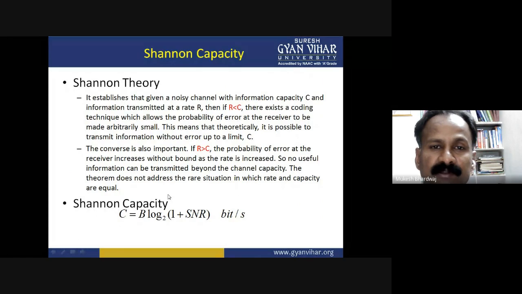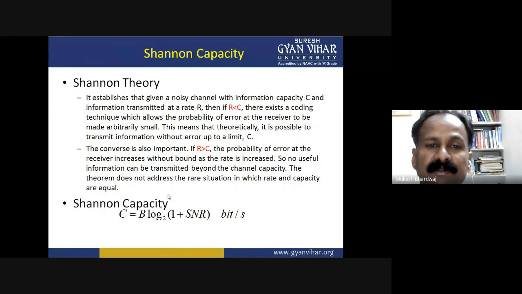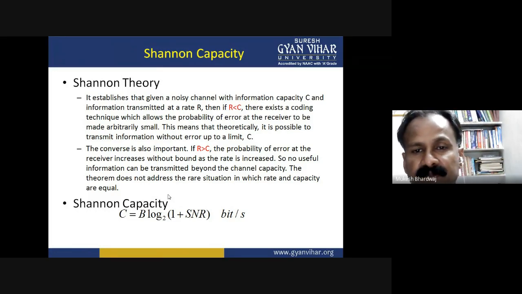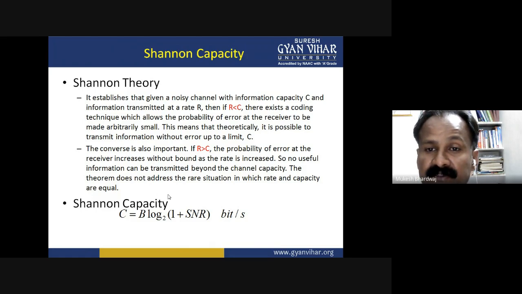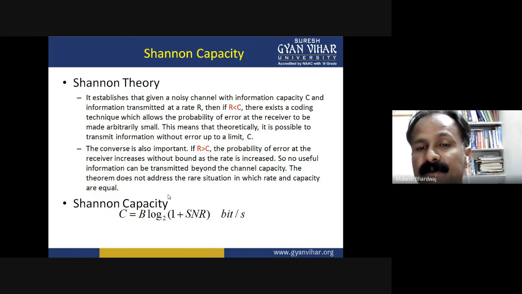Now, Shannon capacity. Shannon's theory established that given a noisy channel with information capacity C and information transmitted at rate R, if R is less than the capacity C, there exists a coding technique which allows the probability of error at the receiver to be made arbitrarily small. This means that theoretically it is possible to transmit information without error up to the limit C.